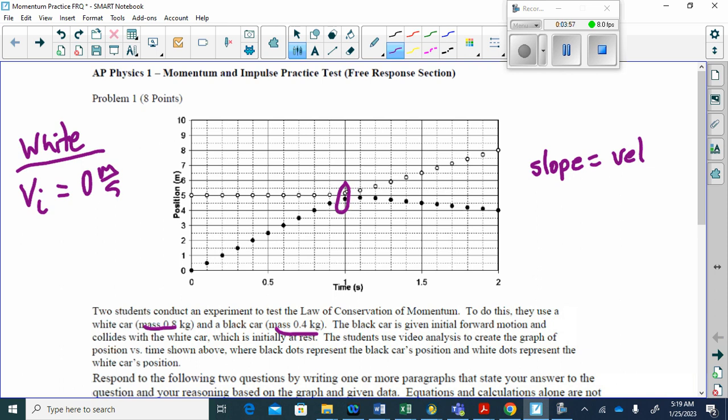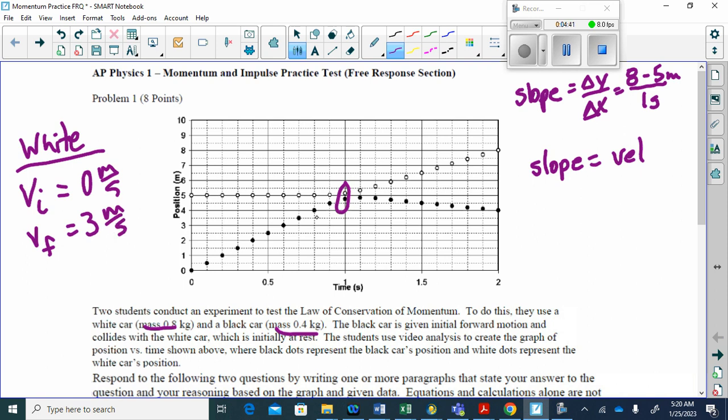So if we start at 1 second, so for this 1 second of time, we're going to have the change in y over the change in x. So the rise of this cart, it goes from 5 to 8. So the final is 8, the initial is 5, and it does that over 1 second. And so we get a final velocity of the white cart of 3 meters per second.